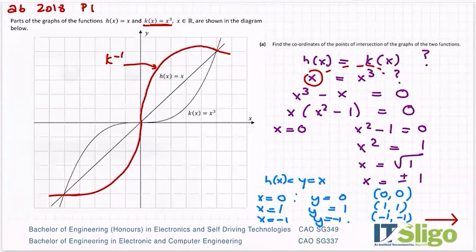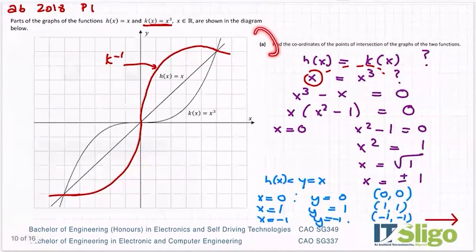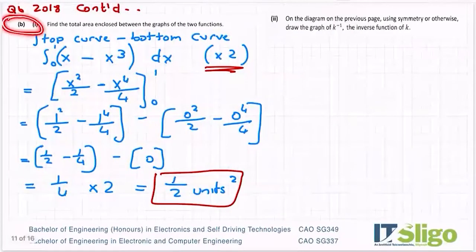So the biggie in that one was working out the points of intersection, which is a typical question that comes first when you get the area under the curve, so that you know the limits that you're integrating between, so 0 and 1. Then top curve minus the bottom curve to give you the area, and then, of course, the inverse function. So 10 marks for finding the points of intersection, 10 marks for the area under the curve, 5 marks for the inverse function.